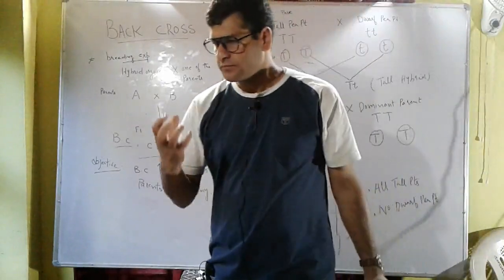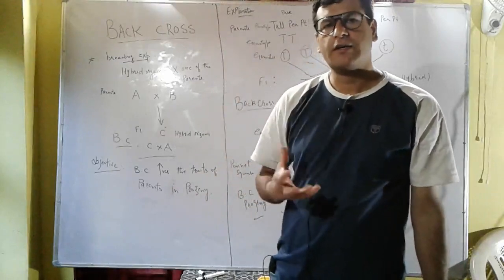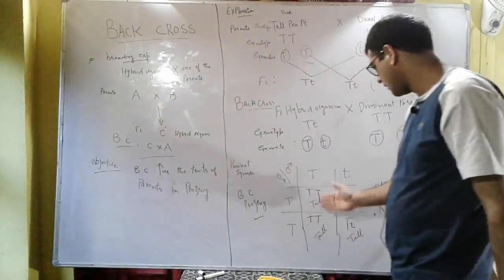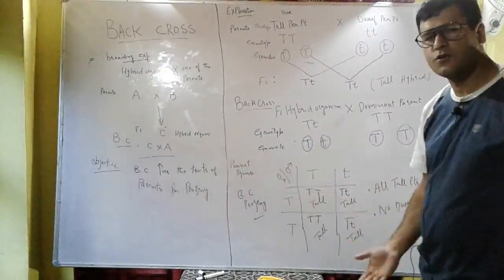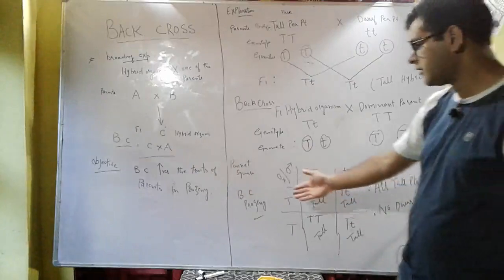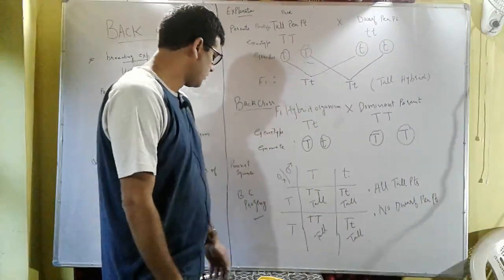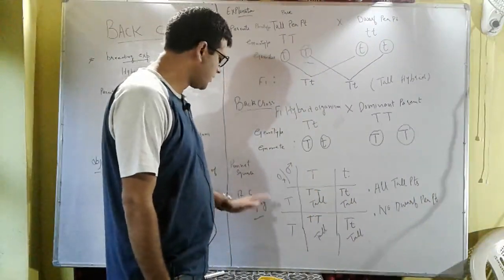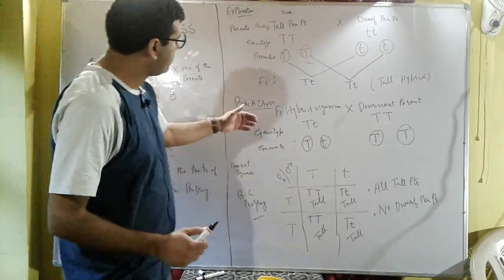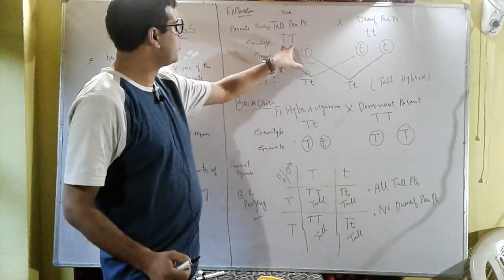That means this dominant trait, tallness, has got inoculated in the progeny. That is why we have obtained only the tall plants in the back cross progeny. This is the result of this back cross, where we have taken the hybrid organism and crossed it with the dominant parent.